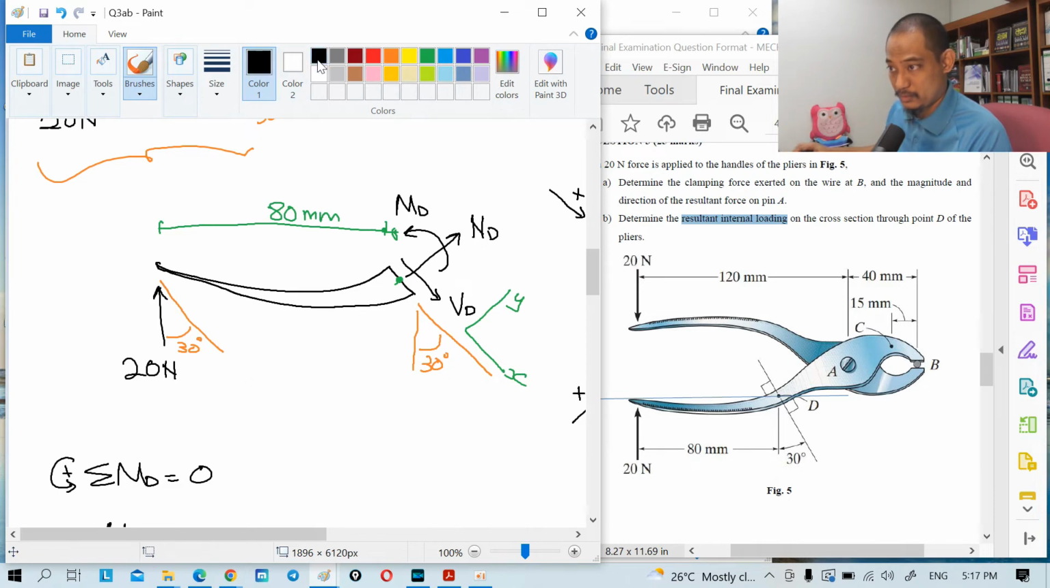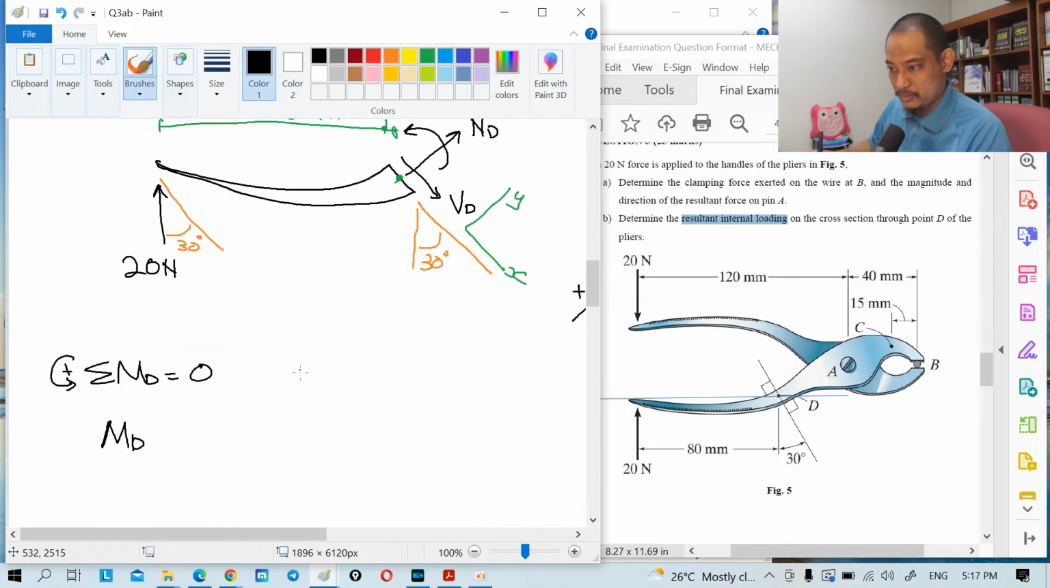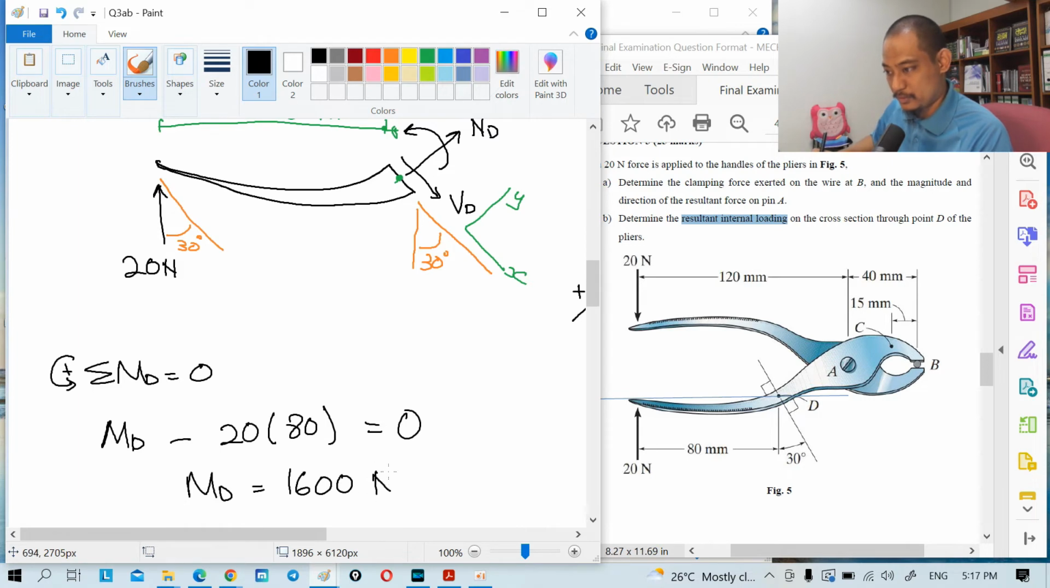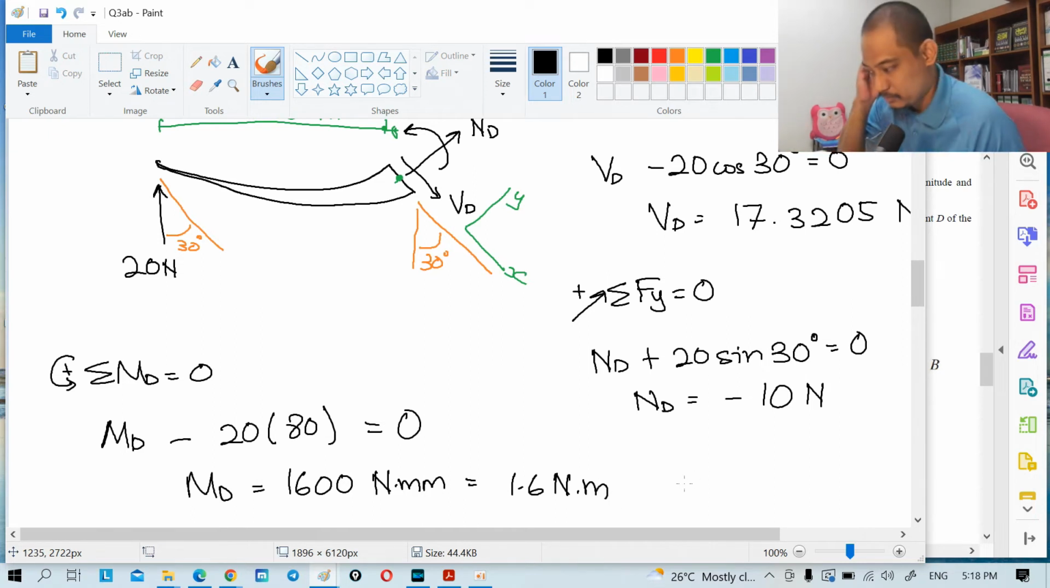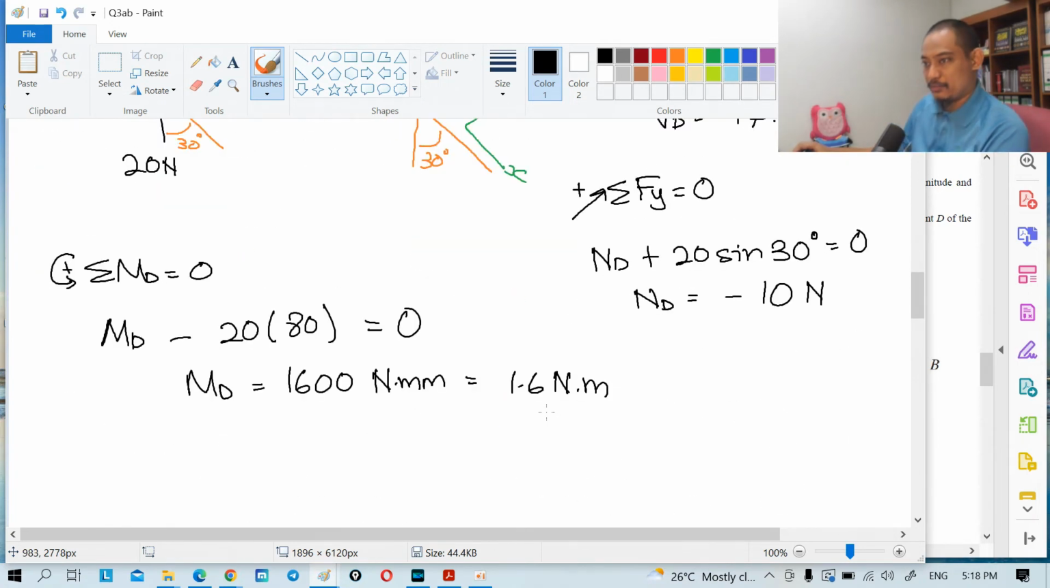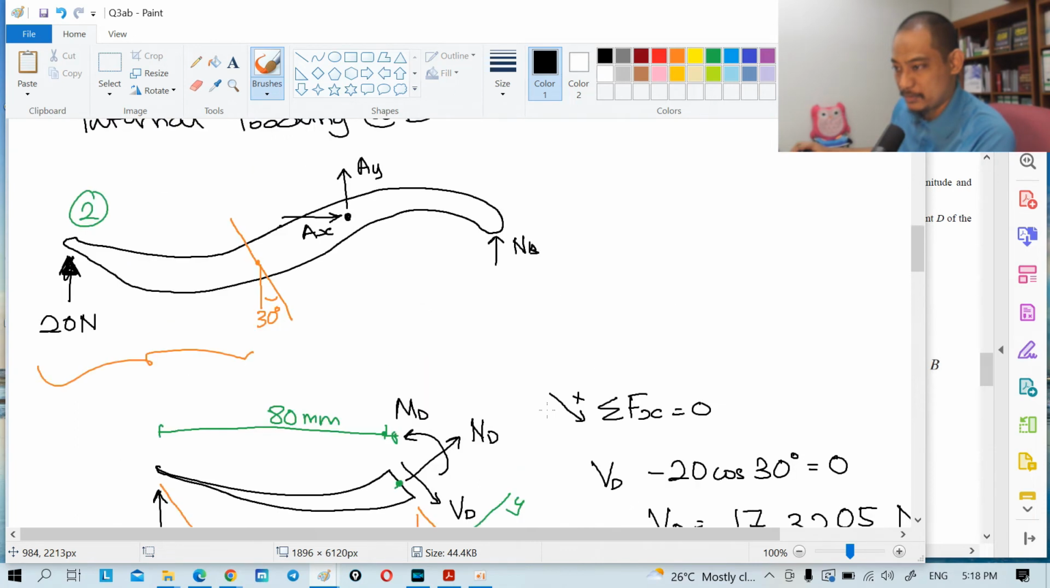So straight away this is clockwise. Okay, so minus 20 times 80 millimeter. So MD equal to 1600 Newton millimeter, right? Or if you use meter, then if you convert, it becomes 1.6 Newton meter, right? So that's the answer. All right. So that's the answer. We have solved question 3B.